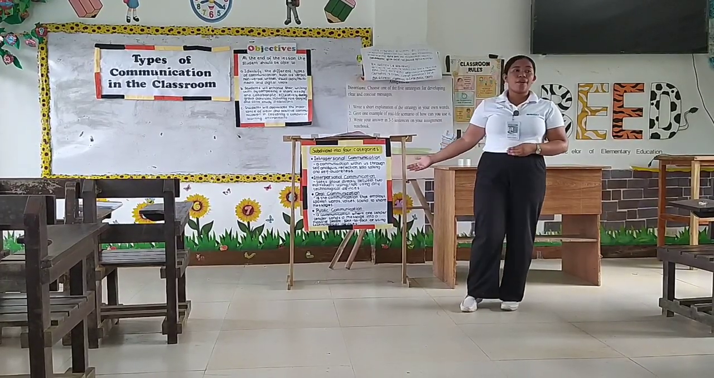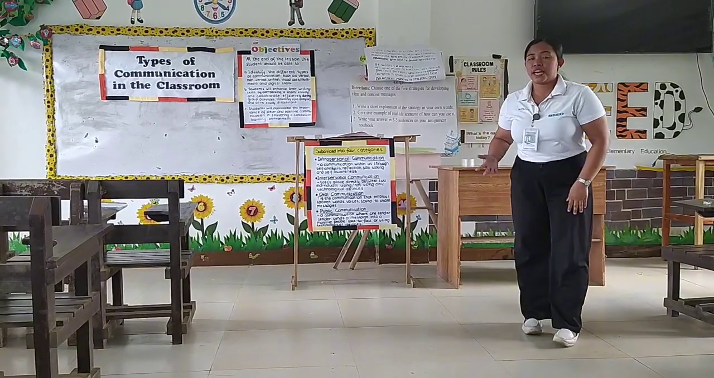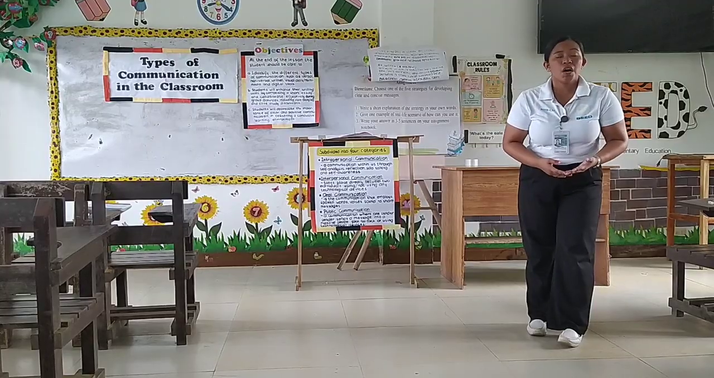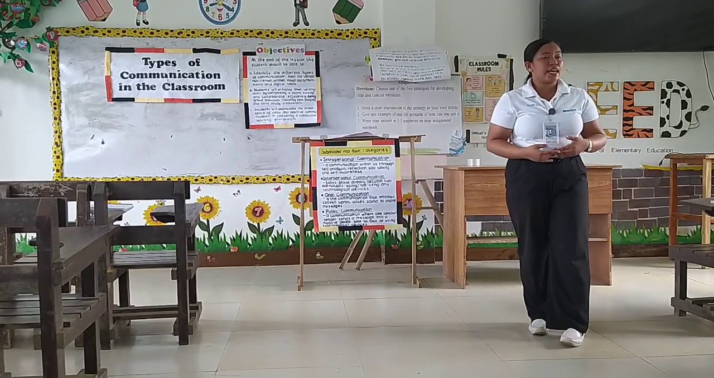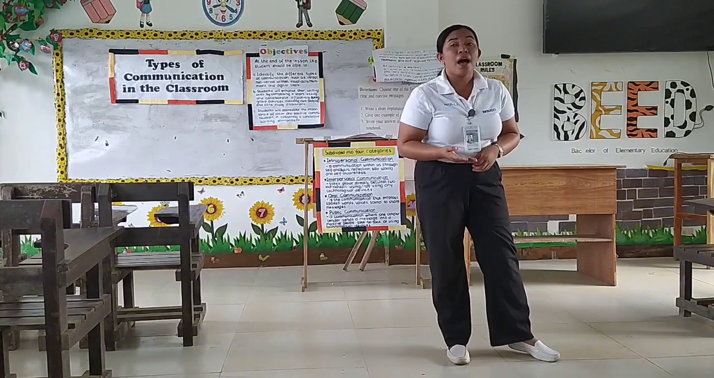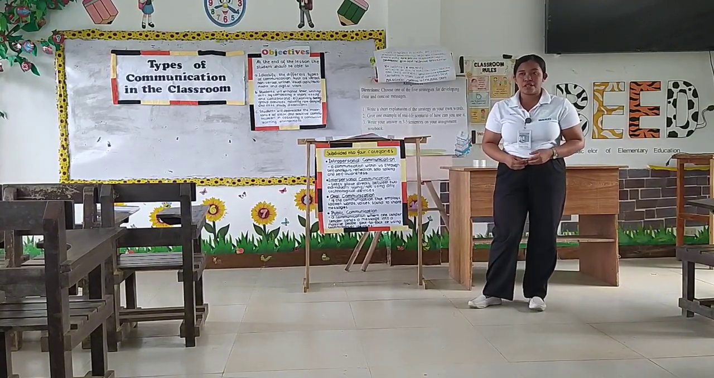Next, we have the oral communication. Everybody read. Okay, so oral communication can be either formal, like public speaking, or informal, like a casual conversation with your friends, or having a group meeting. Okay, so those are examples of oral communication.